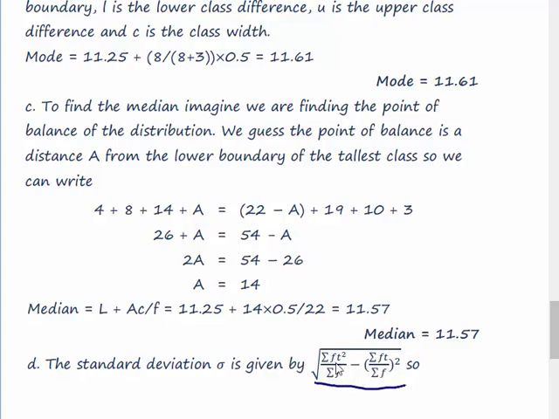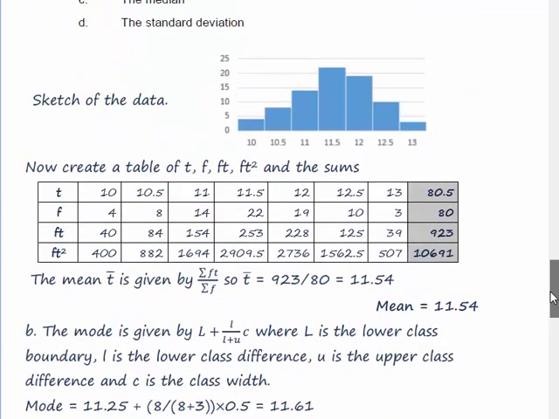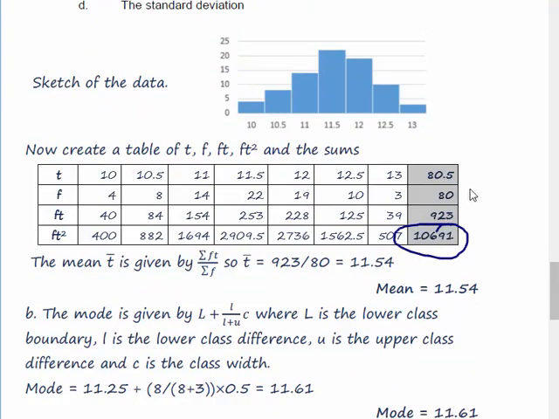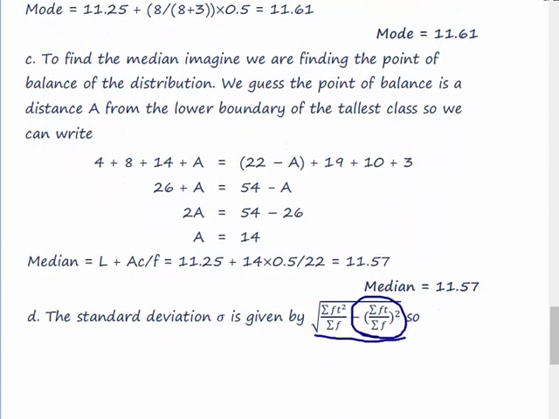And then finally, for the standard deviation, we need to use this equation here. Notice we've got t's now instead of x's. This value, remember, is the mean, so we can just use the mean. And sigma ft squared we've got in the table here. And sigma f we've also got in the table, which is there. So we'll put those values into the equation, and we get a value of 0.72.